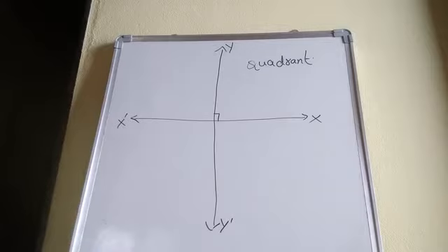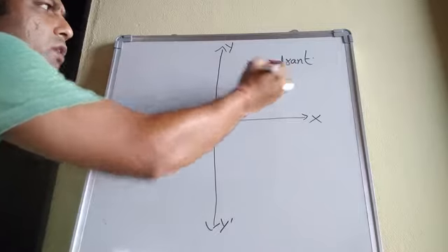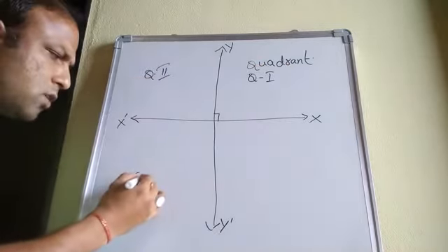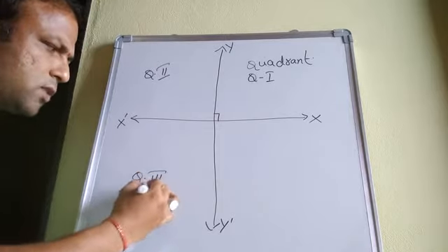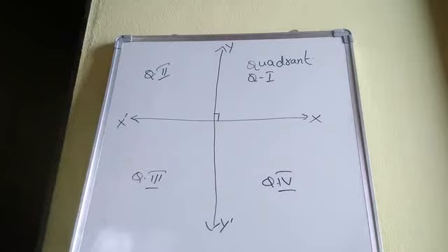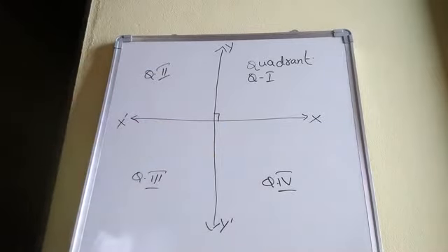Which quadrant do we call 1, and which 2? It's an order, and it's compulsory that we follow it in the same manner. This one we represent as quadrant 1. Here we represent quadrant 2. Here quadrant 3. And this one quadrant 4. So we have got 4 quadrants, and in these 4 quadrants we will be representing points.